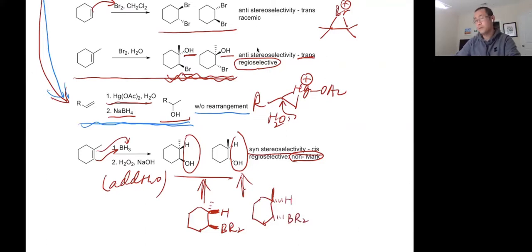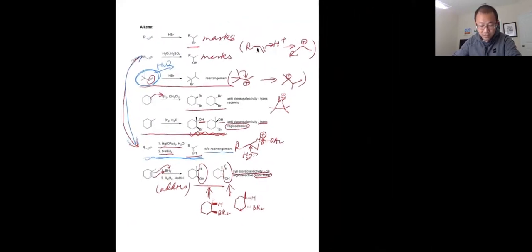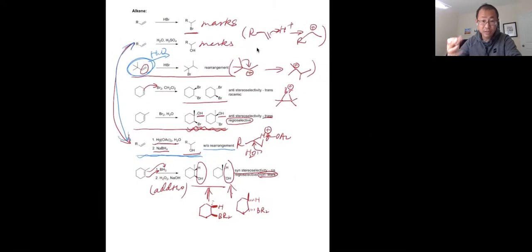Okay, this came from that intermediate. Boron is added to the less substituted carbon. That's why you get OH on the less substituted carbon. That is electrophilic substitution, and of course, we added hydroboration and oxidation. Do you guys have any questions here?